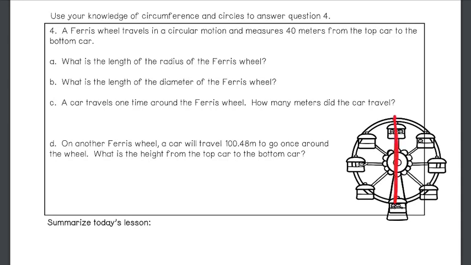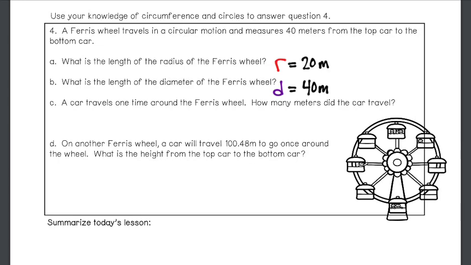So from the top car to the bottom car, that means from these 2 points, it's measuring 40 meters. And that measurement from the circle looks like a diameter because it's going all the way across through that center part. And since it's measuring 40 meters, if we were to find the radius, if all the way across is 40, what's halfway across? Well, halfway across we would have a radius of 20 meters. And we've already talked about the diameter going all the way across the circle through the center, and that means we would have a diameter of 40 meters.